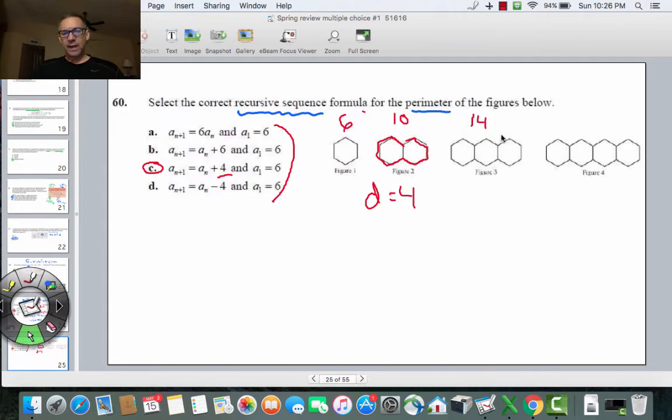The perimeter of these objects, the perimeter is the number of sides that it has here, so this has 6 sides. The next one has 10 sides. The figure 3 has 14 sides. So you can tell the number of sides goes up by 4, and that's an arithmetic sequence. And the first term is 6, and so that's how we would state a recursive arithmetic sequence. It's a sub n plus 1 equals a sub n plus 4.